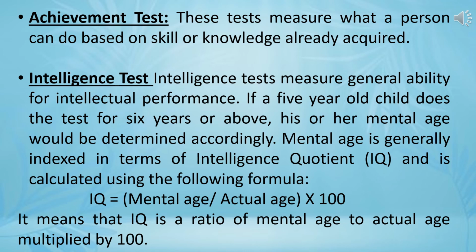A higher IQ score indicates a higher level of intellectual ability relative to age peers, while a lower score suggests a lower level of intellectual functioning compared to the peers of the same age.